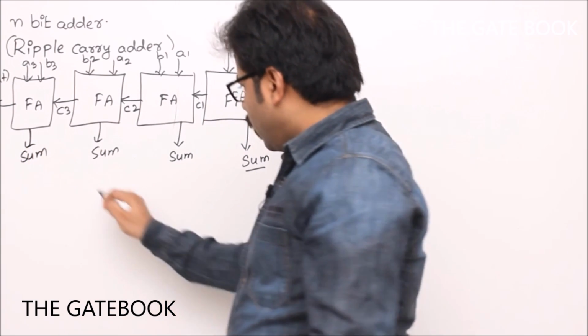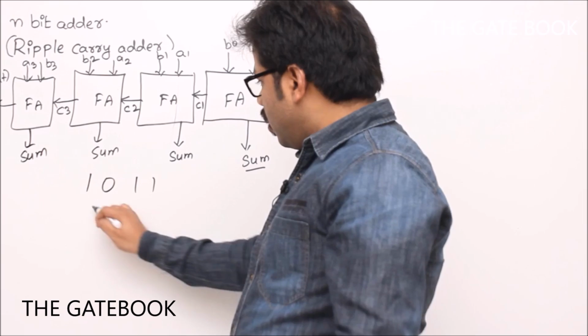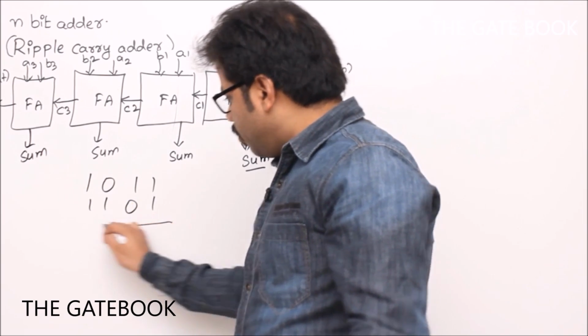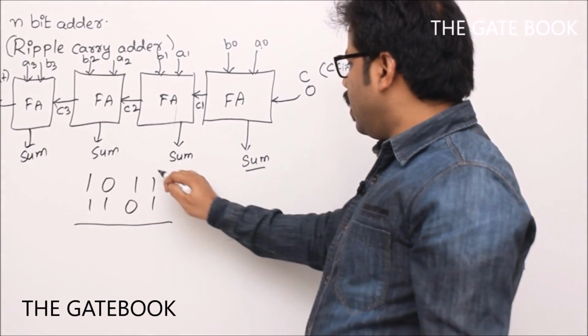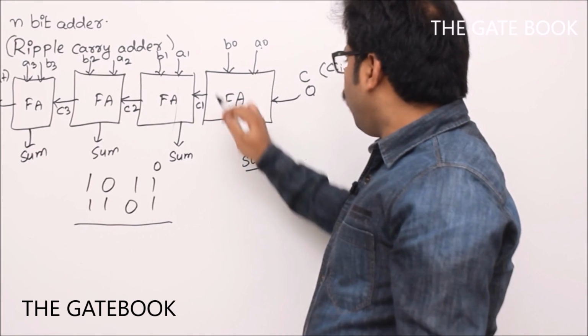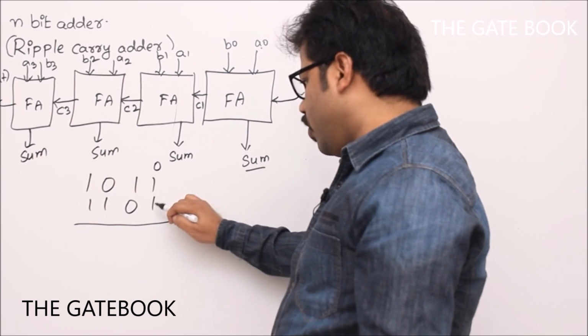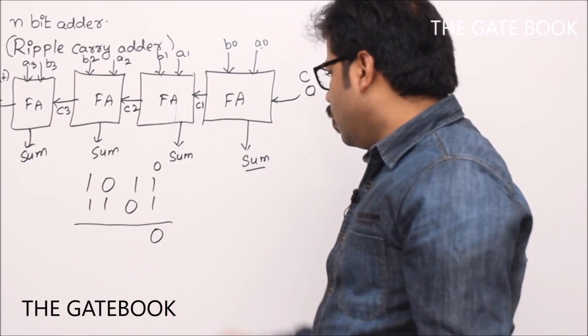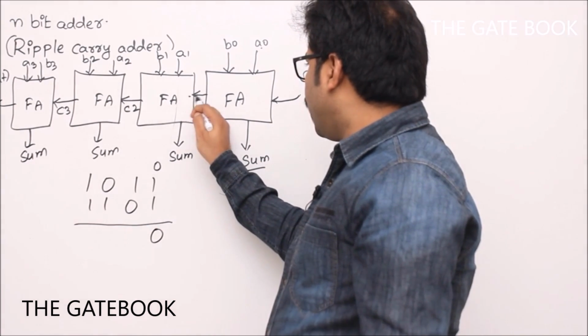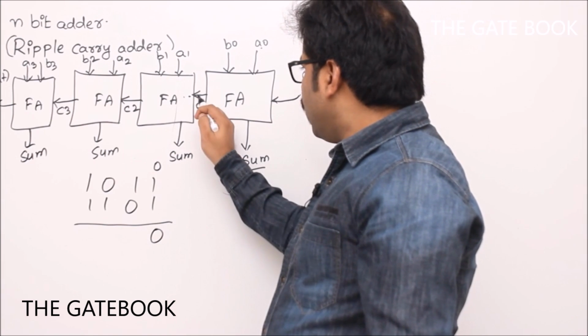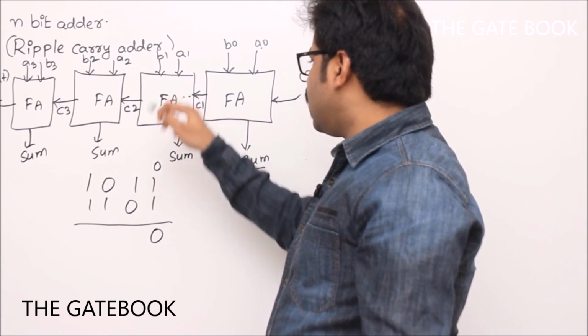Now we'll see an example. If you have 1011 and 1101, what is going to happen? The first carry will be 0. Then 0, 1, 1 goes into the full adder. If you apply it, you are going to get some sum. What is that sum? We know that 1 plus 1 is 0, and you get a carry. That carry will be propagated to the next level. So when that carry comes here, this full adder starts working.